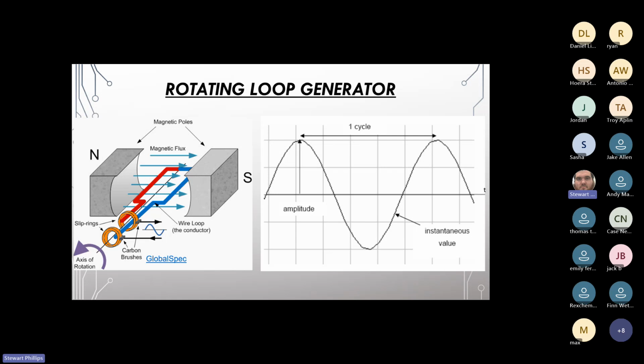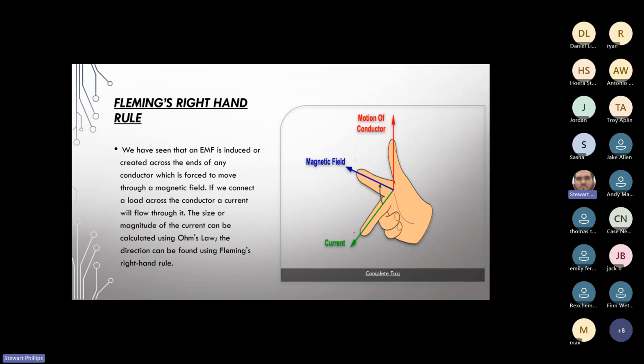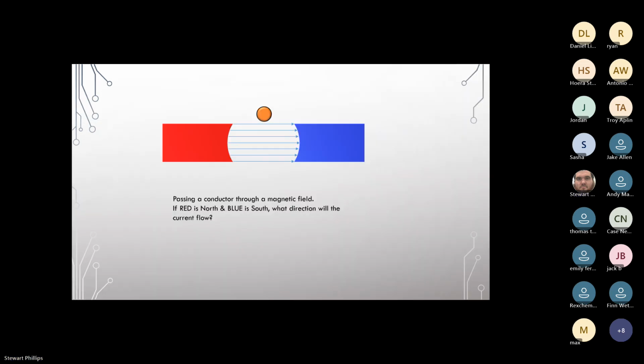So we will look at this generation stuff a little bit later on. Right now, we are just looking at a couple of the basic rules. So if we go back to the right-hand rule. This conductor is going to pass through a magnetic field. If red is north and blue is south, what direction would the current flow be if it is going to go downwards through the magnetic field? Is the current flow going to be towards or away from us using the right-hand rule?